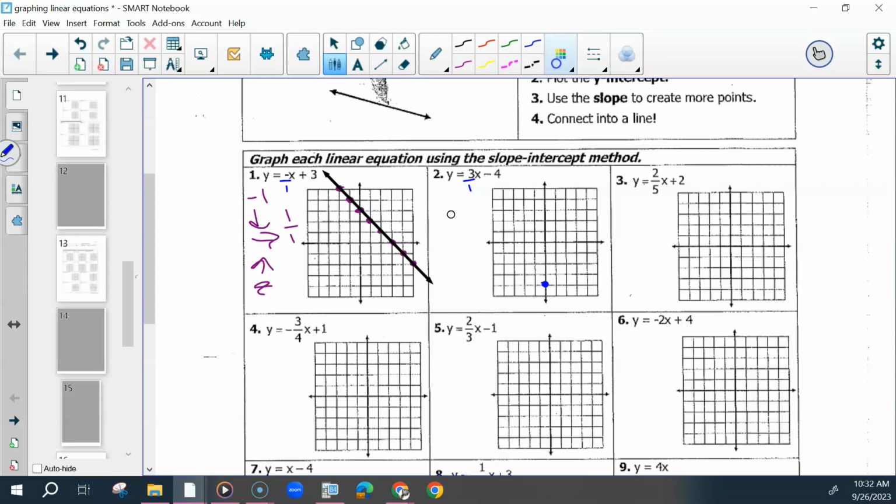Positives, we can go what direction? Right. So we have to go up or down first. Up. So we can go up and right. So we would go up 3, right 1, as many times as possible.